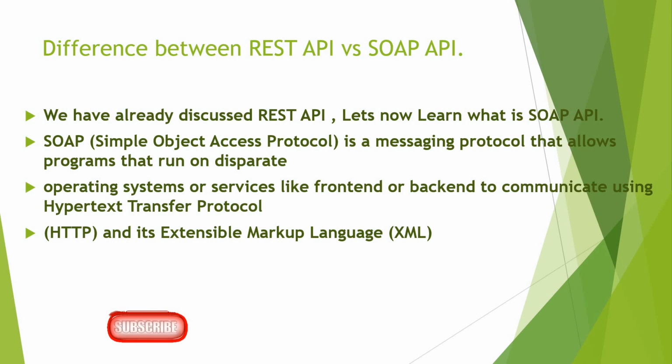So we have already discussed REST API. Let's now learn about what is SOAP API. SOAP is Simple Object Access Protocol. It is a messaging protocol that allows programs that run on disparate operating systems or services like front end or back end to communicate using HTTP protocol, and is extensible markup language.